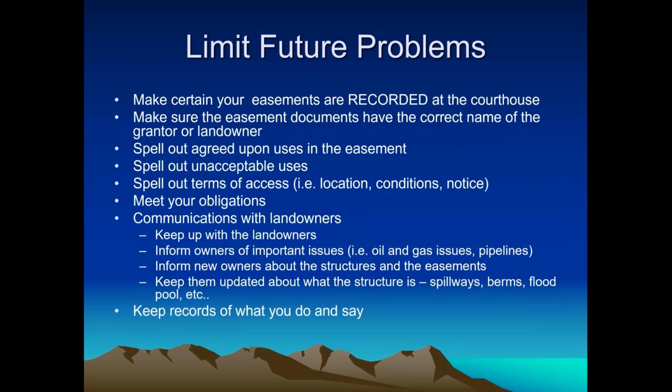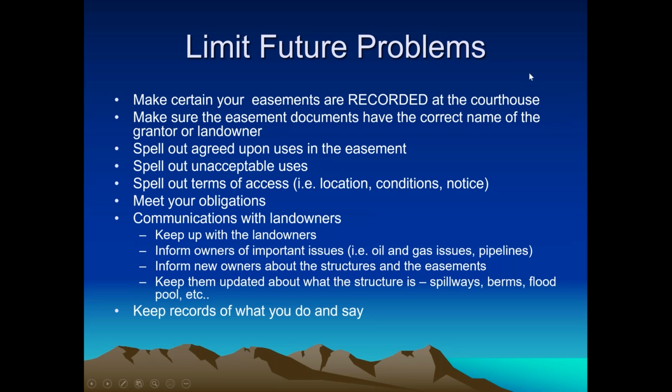Now I want to talk a little bit about some things that you can do to limit future problems with your easements. Some of these will seem very common sense, but these are lessons learned. So number one, make certain your easements are recorded at the courthouse. A lot of our easements are old, from the 40s, 50s, 60s, and we have come across some that the landowner signed, everything was ready to go, and they never filed it at the courthouse. So you definitely want to make sure that your easements are recorded.